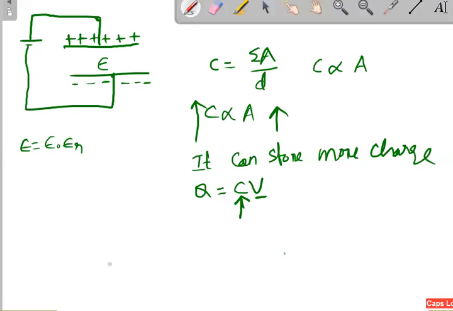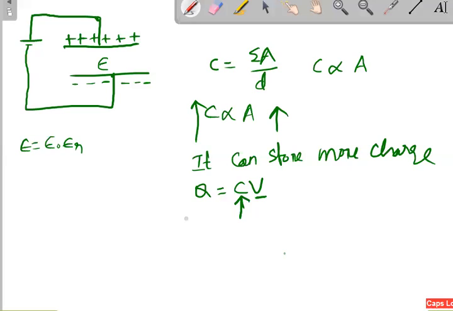Because please remember, this V is fixed. It is coming from the battery, which has an infinite amount of energy. But how much you can store depends on your capacitor value. You cannot just increase the capacitance value. If you want to increase it, the dimensions have to be increased, that is, the area of the plates has to be increased. Then the total charge can be increased.